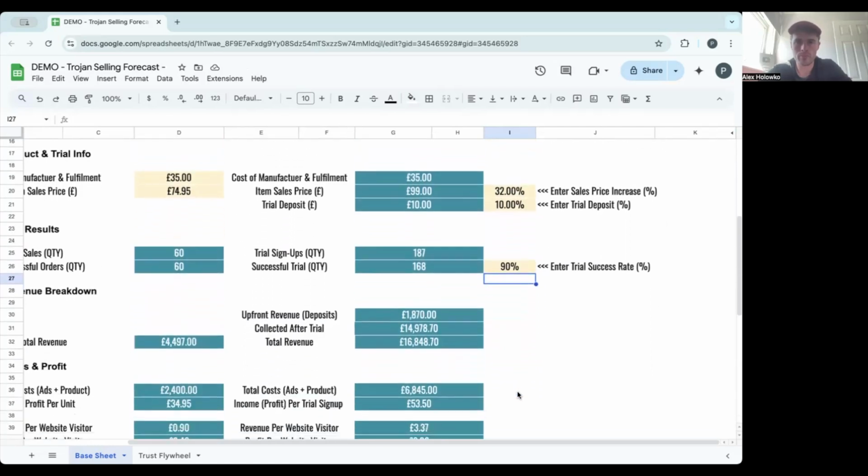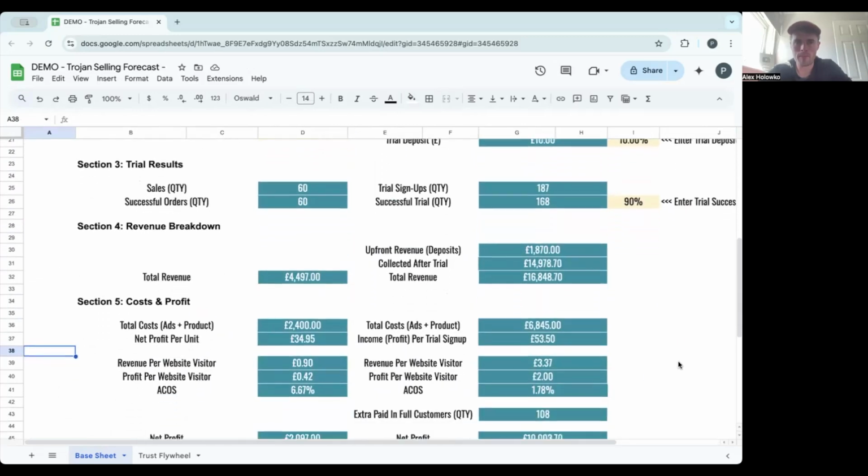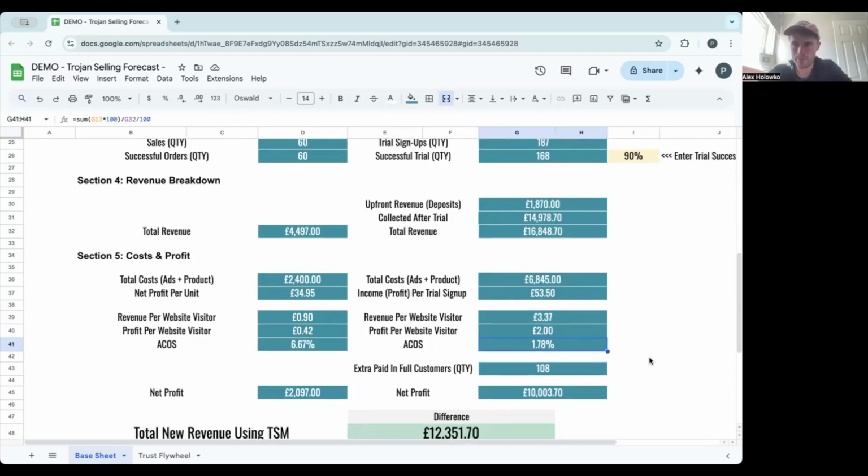Let's just scroll down here, right? So straight away, let me just move over here to the left, can't be too far to the right. We can see here revenue per website visitor will go from 90p to £3.37. Profit per website visitor, 42p to £2. ACOS would drop from 6.6 to 1.78. And again, this is all just based on the numbers we experienced, right?